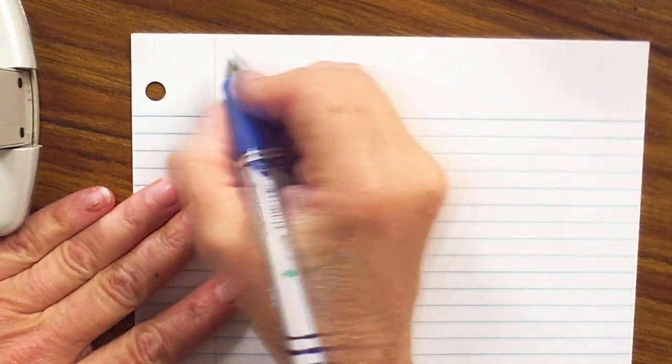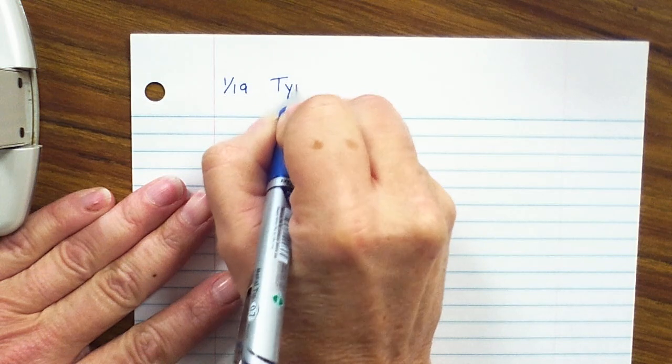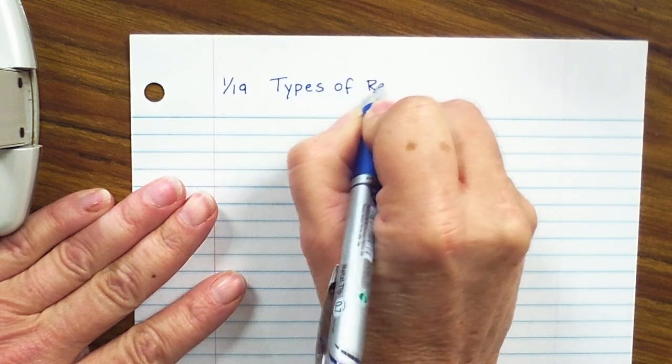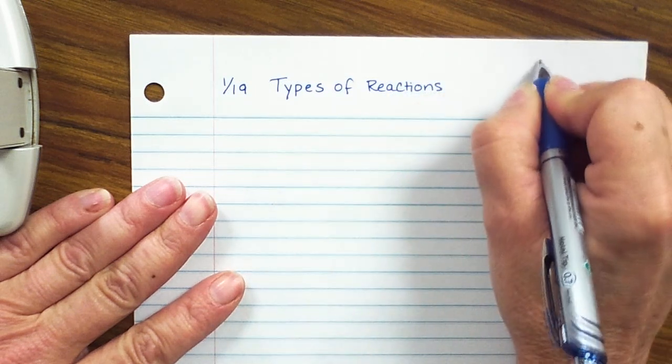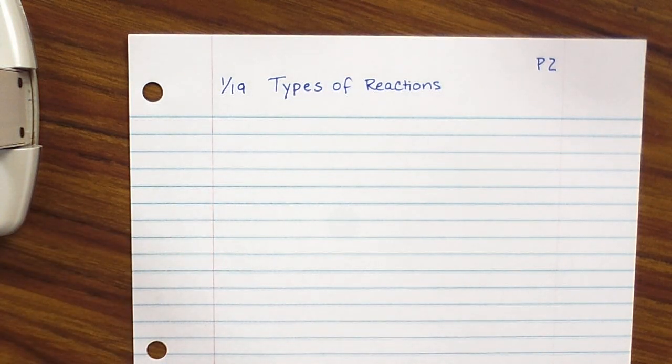So today's the 19th. We're going to be doing types of reactions. Today we're going to be covering synthesis, single replacement, and combustion. And then at the end, I'm going to give a couple sample problems so that you can try them out.